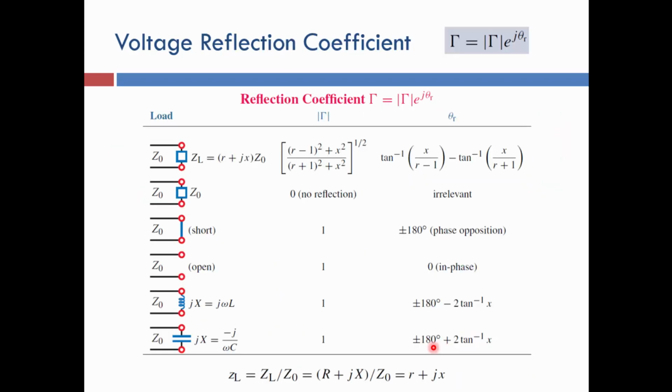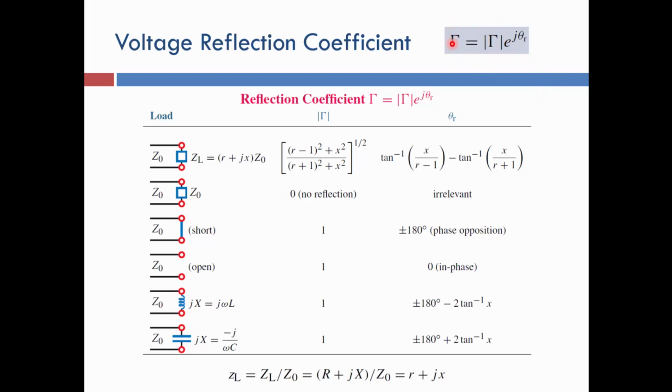So the reflection coefficient is a vector quantity. It has an amount or magnitude and phase. Magnitude represents the absolute ratio between the reflected and the traveled, and phase represents the phase difference between the traveled and reflected. So if we need to calculate the reflection coefficient, we need to calculate it as a magnitude and phase.